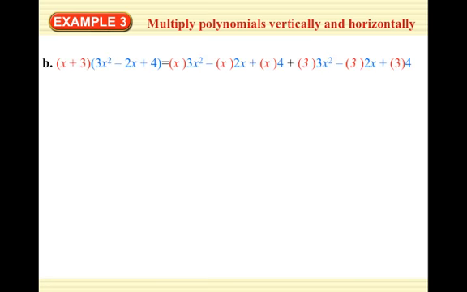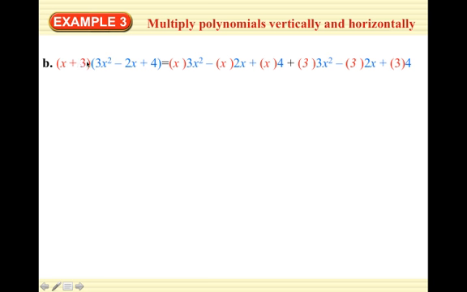All right, now we're going to work one horizontally. So we're multiplying x plus 3 times 3x squared minus 2x plus 4. So this is just going to be the repeated distributive property. You're going to take the x and distribute it to each term. Then you're going to come back and take the 3 and distribute it to each term. So we've got x times 3x squared minus, because there's a minus right here, x times 2x, and then plus x times 4.